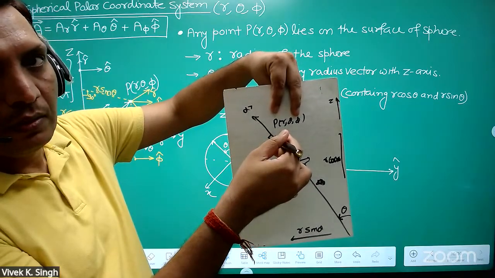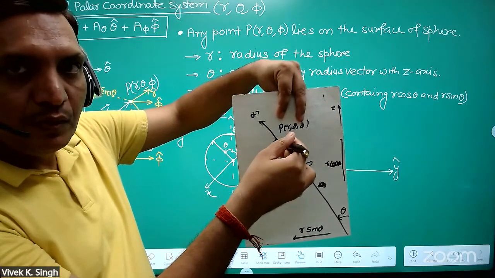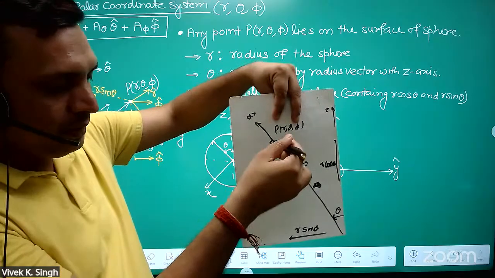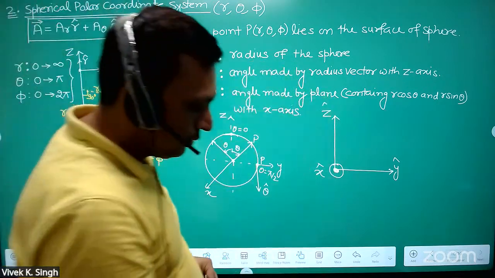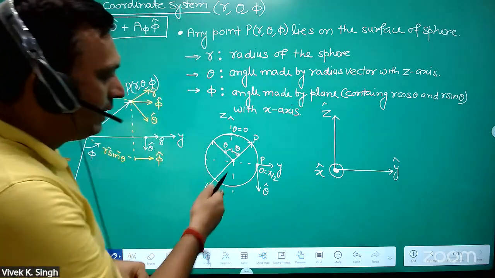Yes, sir. Is it clear to everyone? What are r, theta, phi and the unit vectors? Yes, sir. So now see the symmetry of phi.